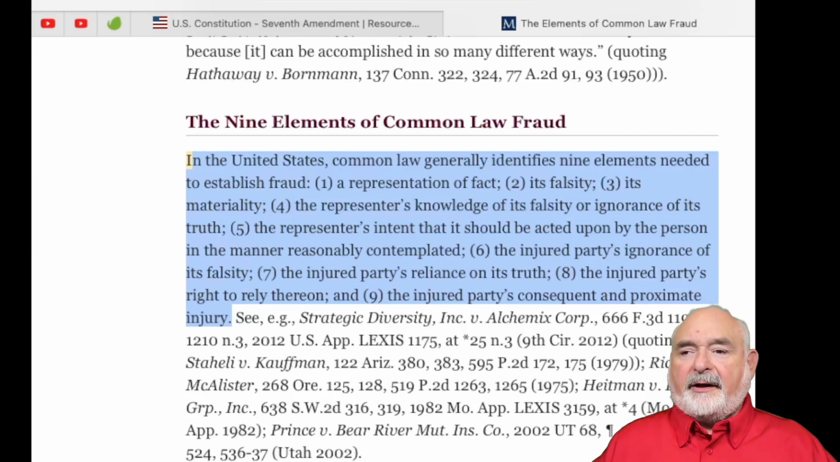The injured party's ignorance of its falsity, the injured party's reliance on its truth, and the injured party's right to rely on that information. And finally, consequent and proximate injury or damages.